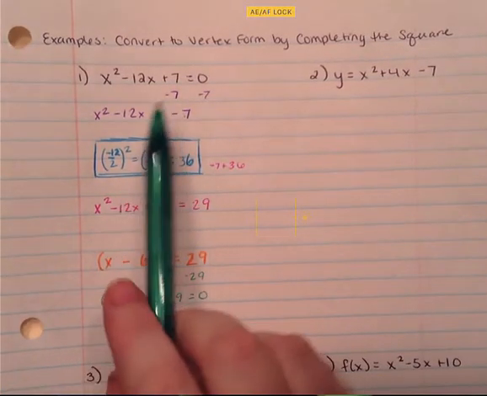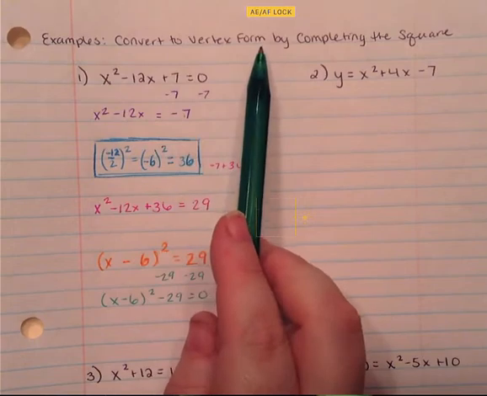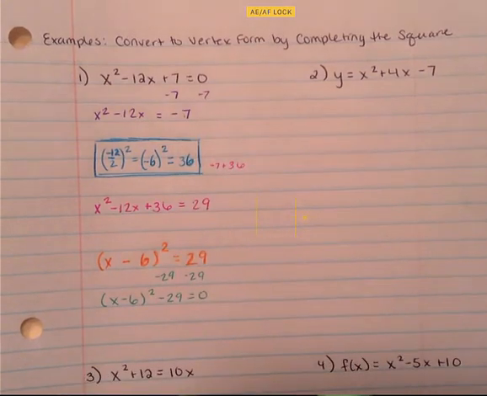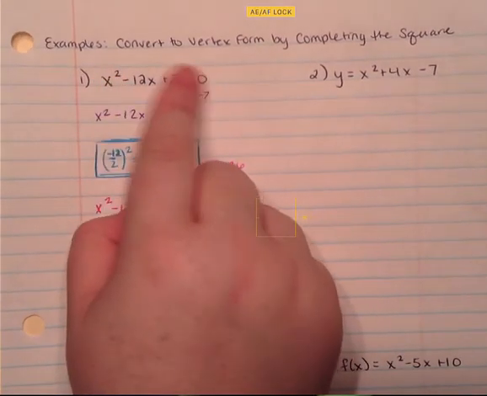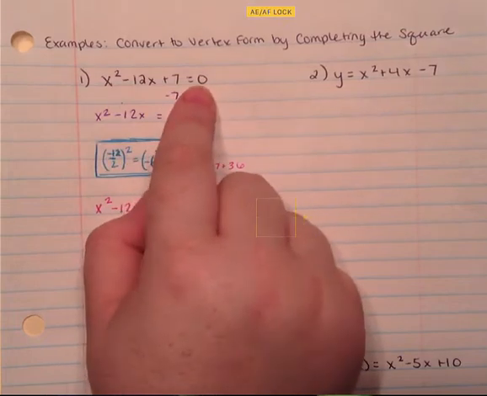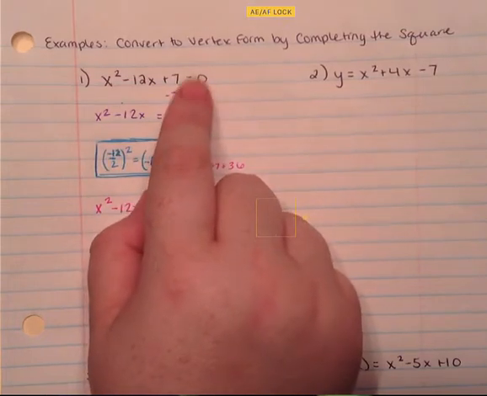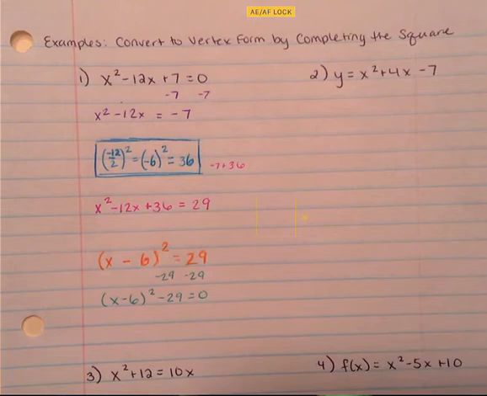The last step to actually convert it to vertex form is to rewrite it as a function. Now, since in the beginning of the problem I did not know what it was equal to other than 0, this could be f of x or g of x or a y. So we can actually create anything we want. So I'm just going to write this as f of x.